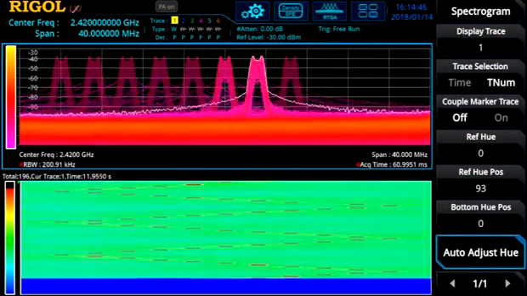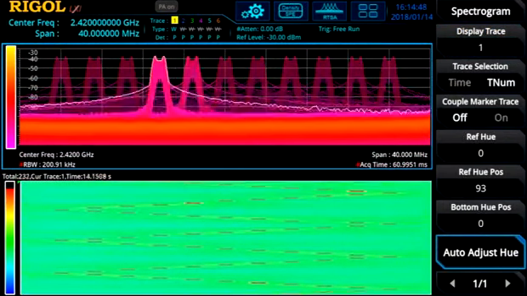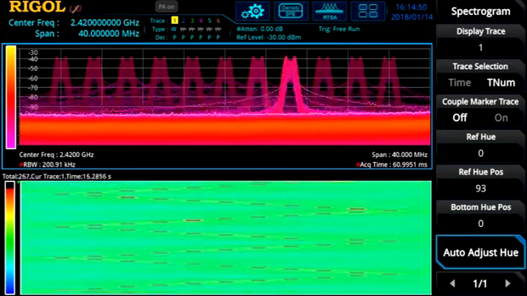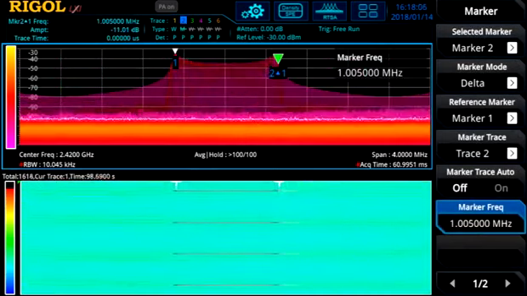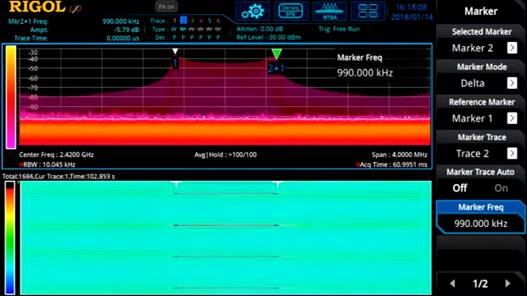Now let's switch to the density spectrogram view. We can see the hopping behavior on this signal is in a simple triangle pattern. Or we can zoom in to measure the total FM deviation on each channel. Here we see an FM deviation of 970 kHz.